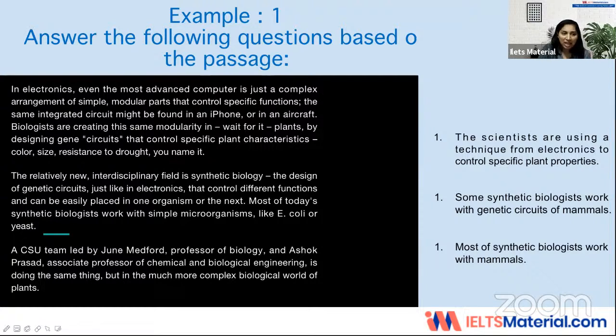It is true because it says same modularity, same technique as in electronics, control specific plant characteristics, as it is written, control specific plant properties. So this statement just summarizes the first paragraph. It is obviously true. The next one is not given. It is not mentioned anywhere in the passage, and we don't know anything about some biologists, and that is why it is considered to be not given.